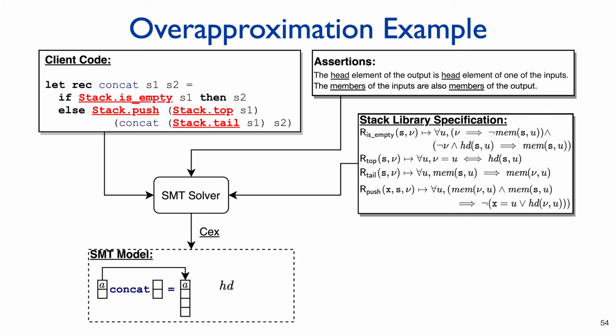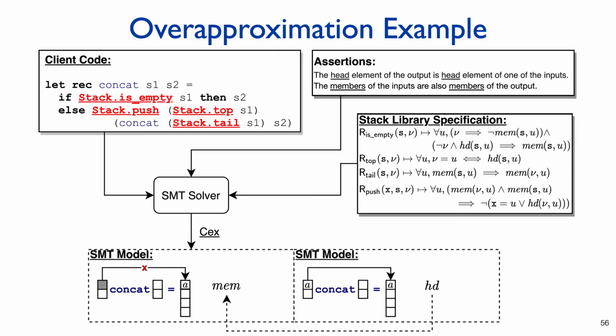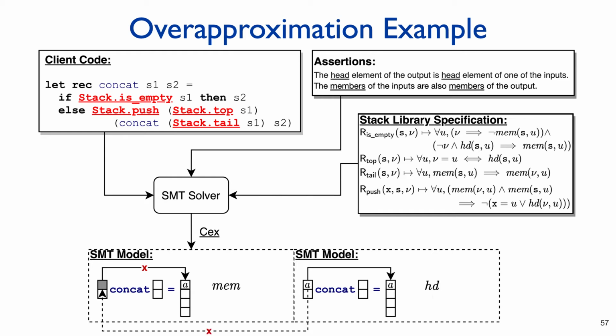This counterexample says the first property you gave me is correct because the head element of the output stack is A, which is also the head element of the first input stack. But the second property failed because one of the members of the output stack, which we said is also A, is not a member of the first stack. But it is strange. We know A is the head element of the first stack. It should also be a member of the first stack because they are exactly the same A.